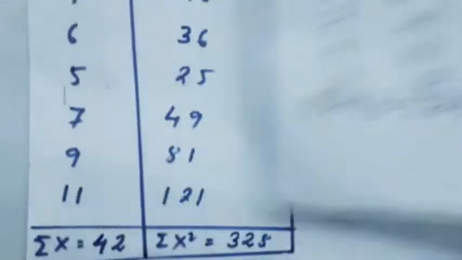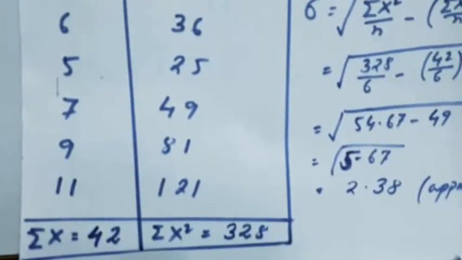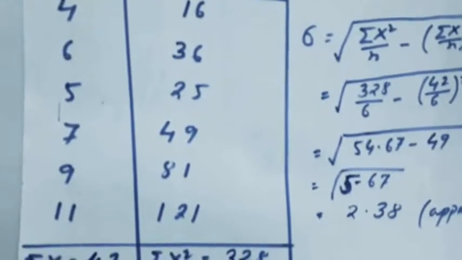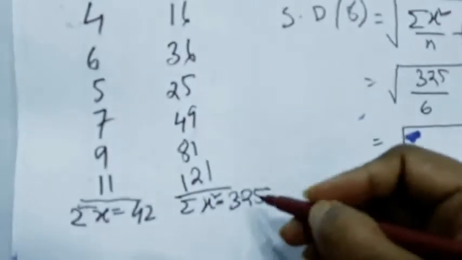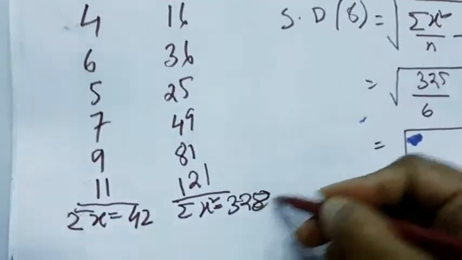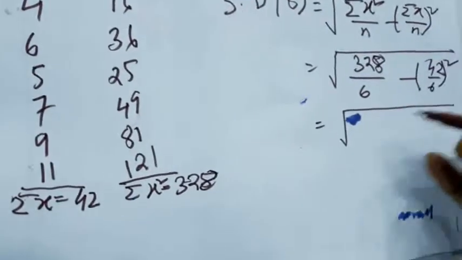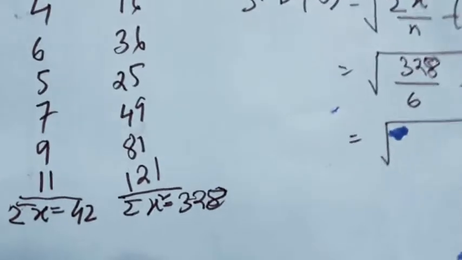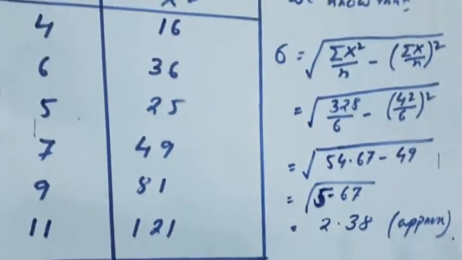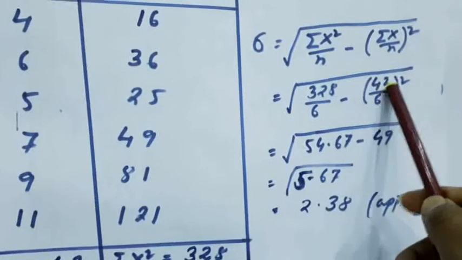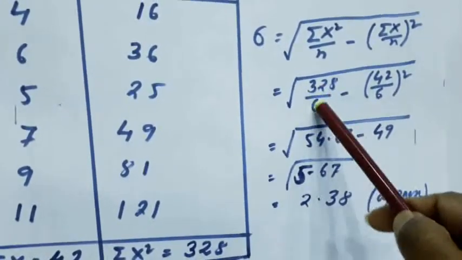Sorry, this is 3 by 28. Okay, this is 3 by 28. Okay, if we calculate this, we will get this value, 328 by 6, minus 42 by 6 whole square. If we divide this, we will get this one.